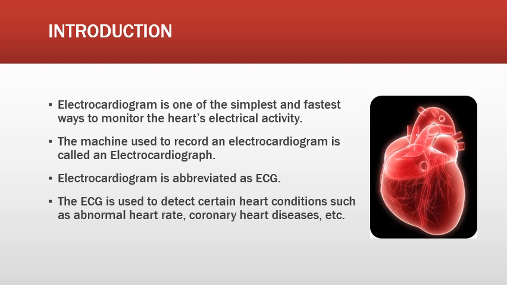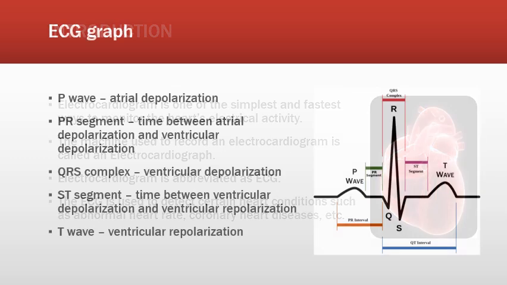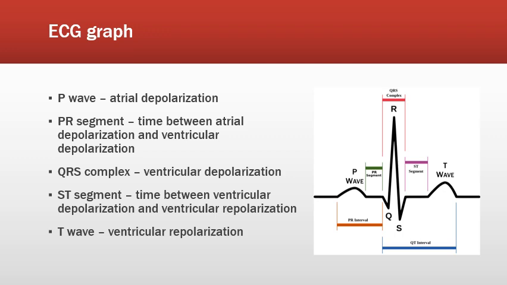We use an ECG to detect heart conditions like abnormal heart rate, coronary heart diseases, etc. We can find out many things from an ECG. Now, this is an ECG graph.